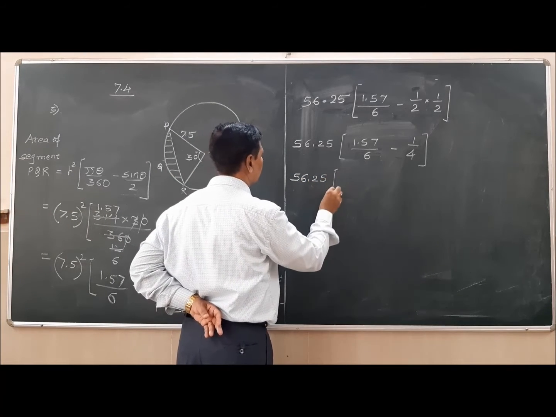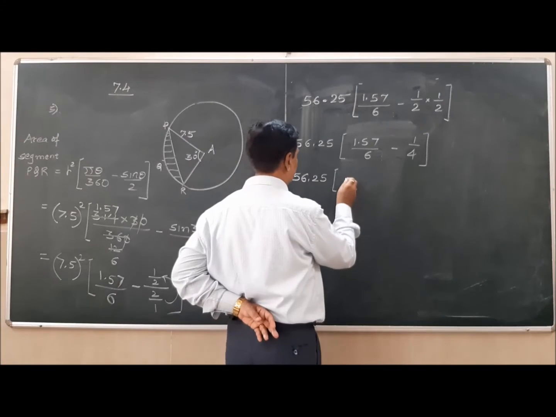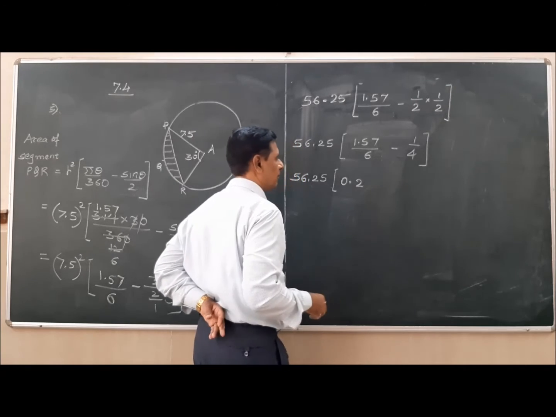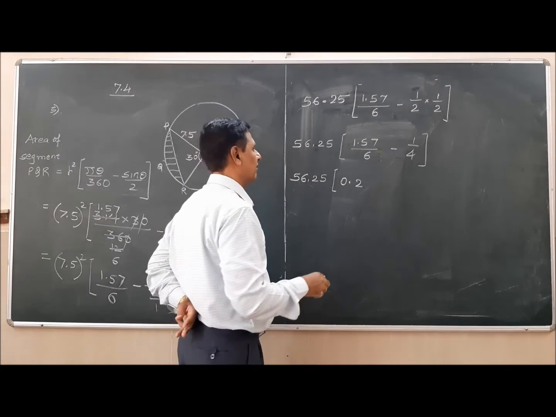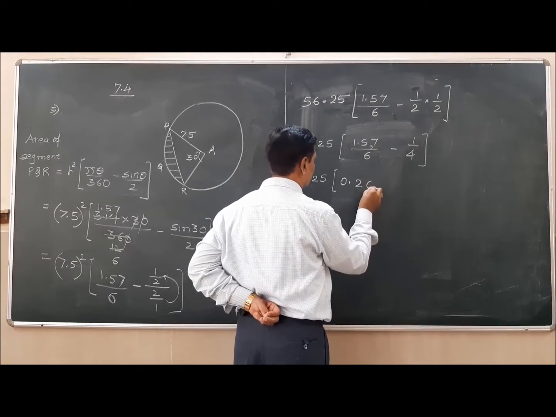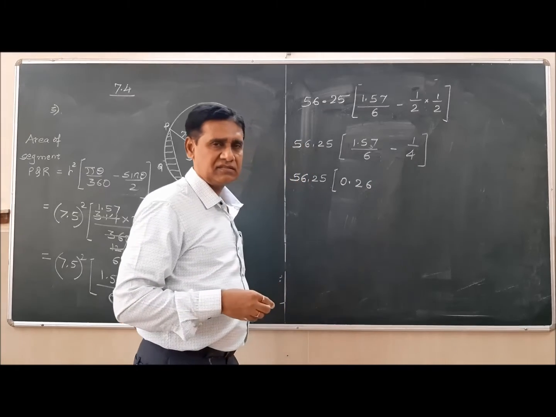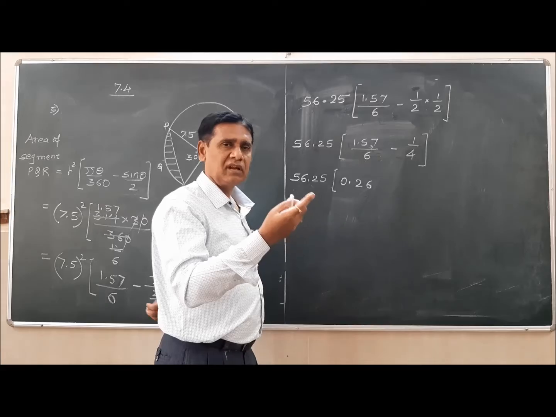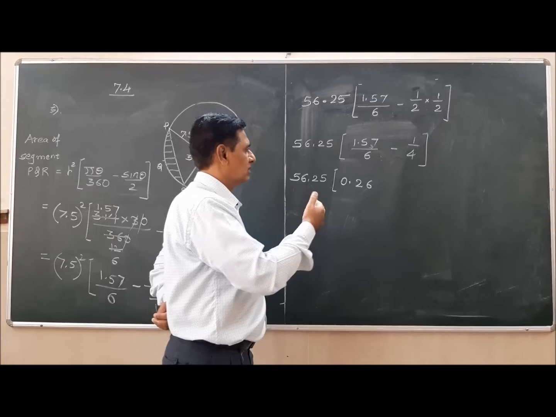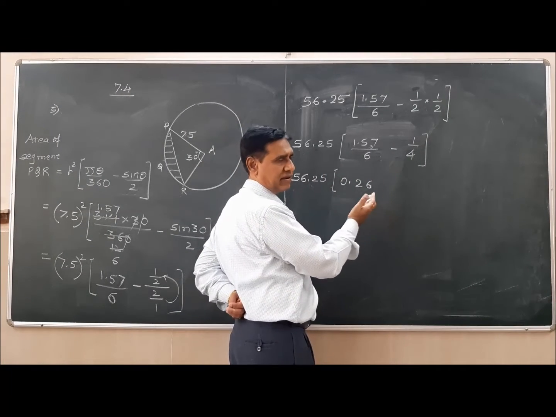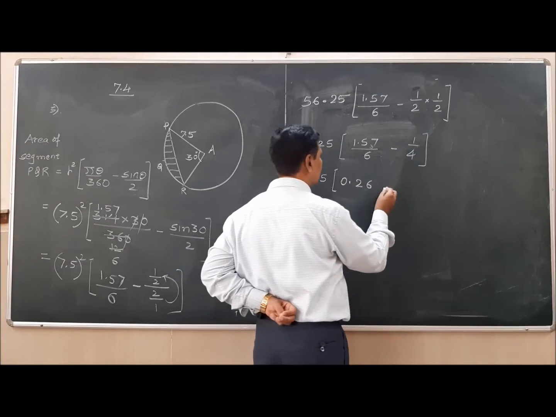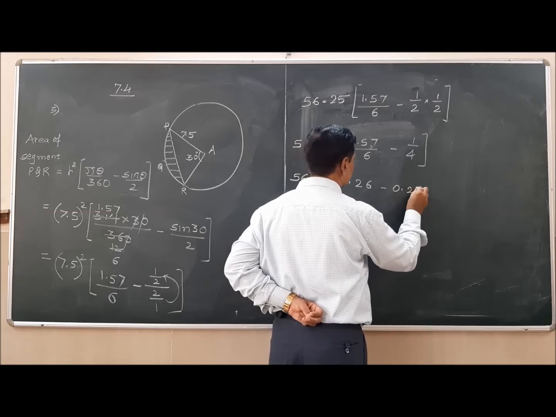56.25 into, 6 twos are 12. Try to understand. 6 twos are 12. Remainder is 3. 6 sixes are 36. We will be left with remainder 1, and if you place 0, then you will get 6 1s are 6. So the next number is less than 5. So I can minimize my answer to 0.26 only. And it is very easy. 1 upon 4 is nothing but 0.25.